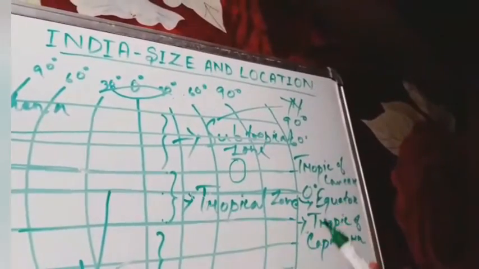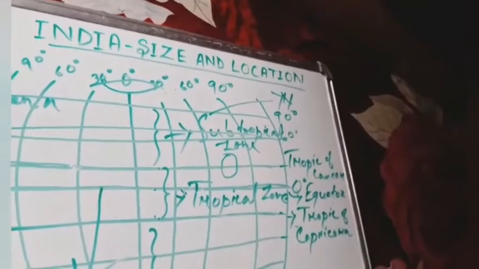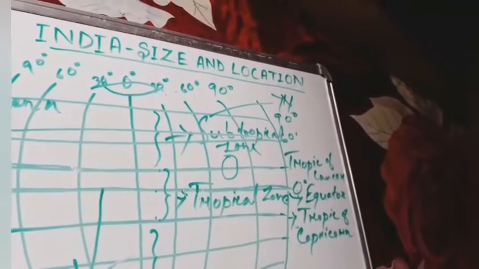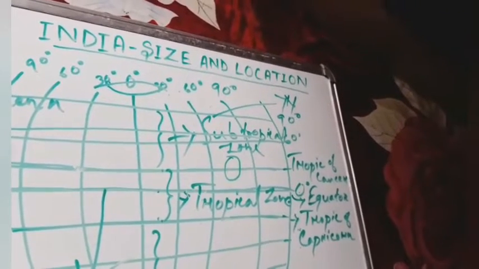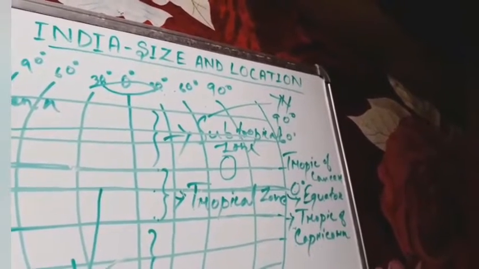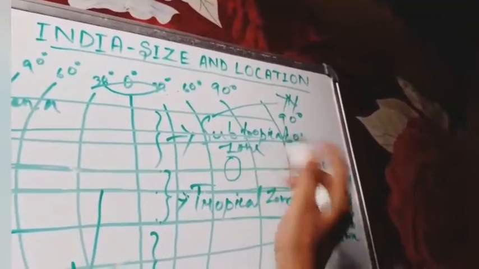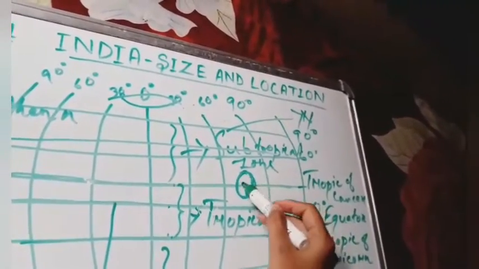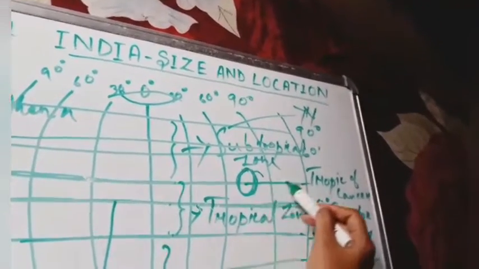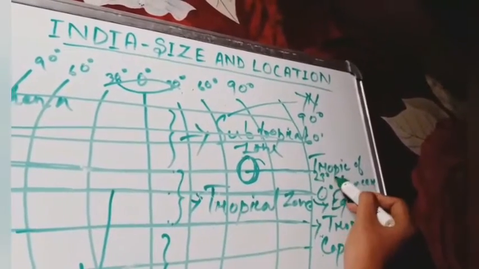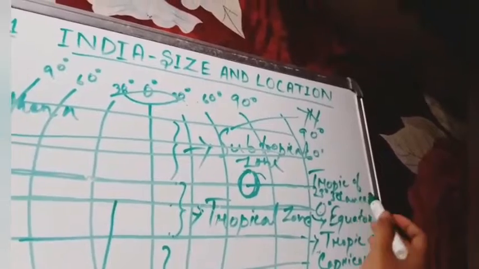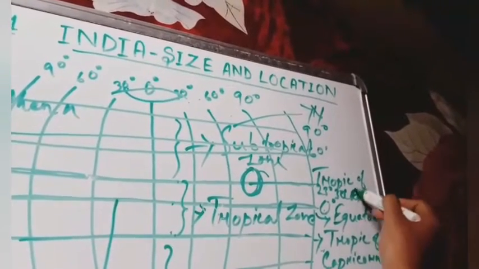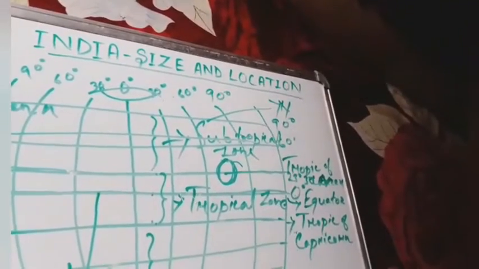The Tropic of Capricorn and the Tropic of Cancer are situated at almost 23 degree 30. This is our India, and this Tropic of Cancer, in your book it's given as 23 degree 30 north.